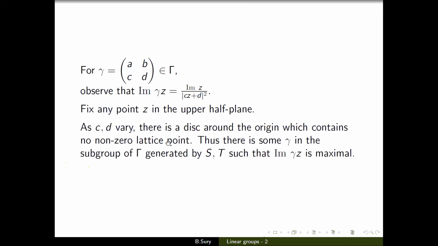So when C and D vary, there is a disk around the origin. You know that because it's discrete, there is no non-zero lattice point inside. So there is some gamma for which this imaginary part of gamma Z is maximal, that is, for which this is minimal. Remember, C, D is not 0, 0. So in this group, after fixing any point Z, you're looking at a gamma for which this is maximum possible.